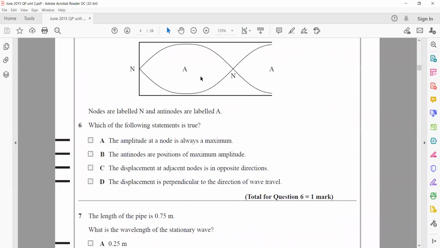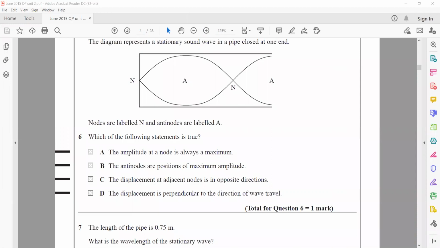For question 6, which of the following statements is true? So we have a wave in a closed pipe. The amplitude at a node is always maximum. That's wrong, the amplitude at a node is always minimum. The antinodes are the positions of maximum amplitude. That's true. So B is the right statement.